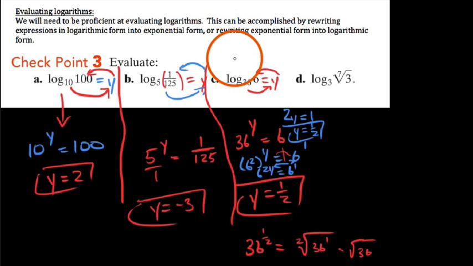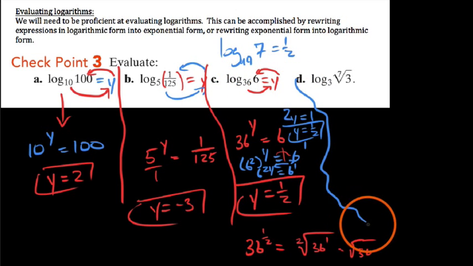Sometimes you'll see situations like log base 49 of 7, and you say, well, that's a half too, because 49 to the 1/2 would be 7, because that's the square root of 49. You just got to be careful when you rewrite that to know that that happens.